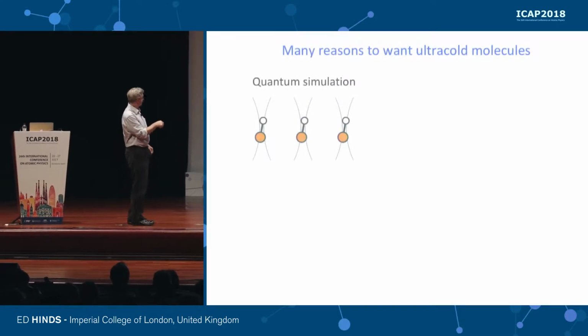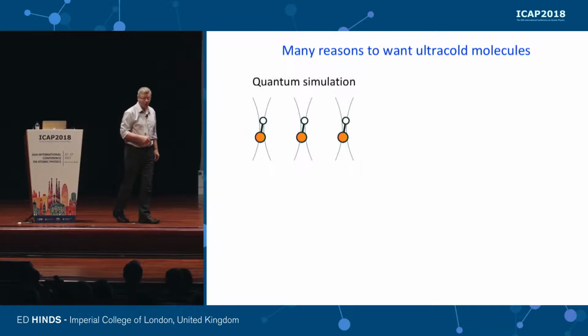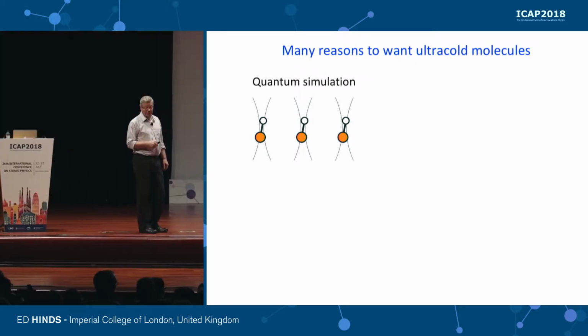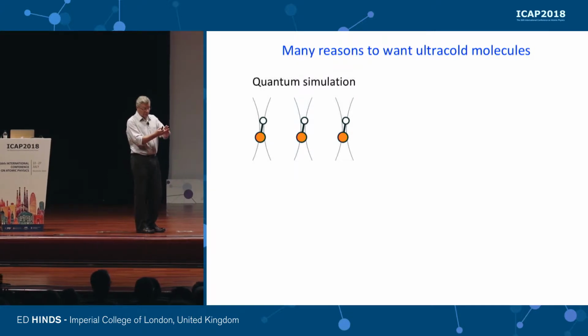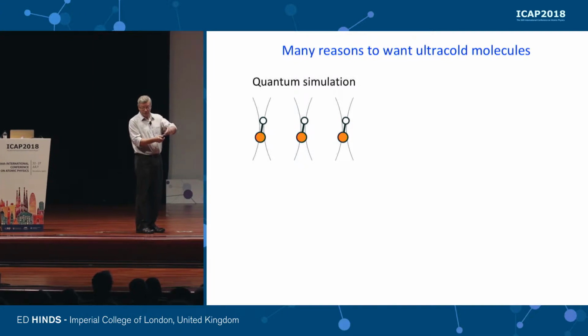Let me first of all tell you some reasons why you might like to have ultracold molecules. I think they're all well known. First of all, if you have an array like this of polar molecules able to interact with each other through their electric dipole moments, then you have the possibility to build a quantum simulator of quantum many-body systems. And one thing that's nice about this is that the interactions are controllable, because the dipole moment of a polar molecule is zero unless you have some field to induce a dipole moment.